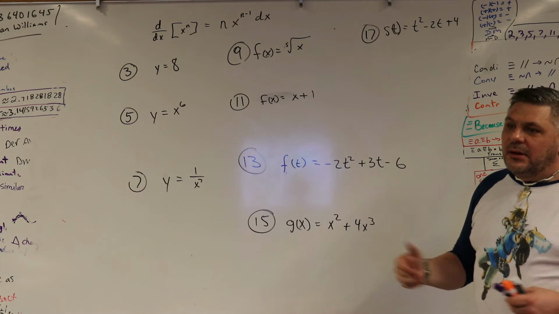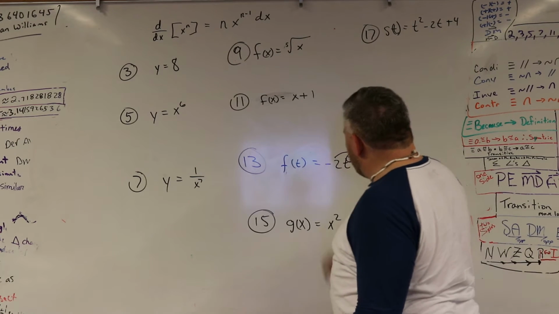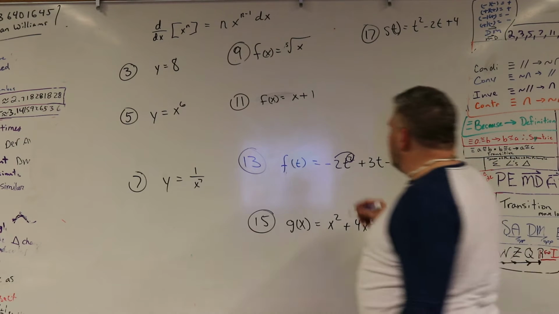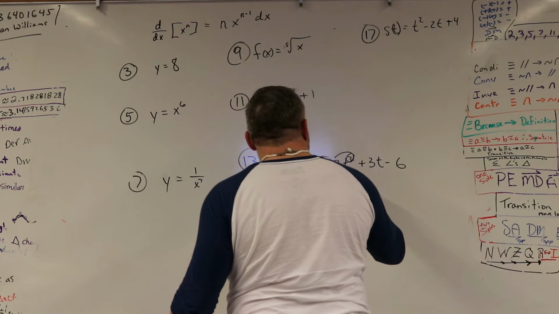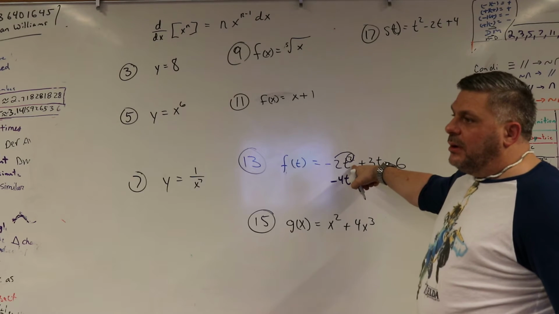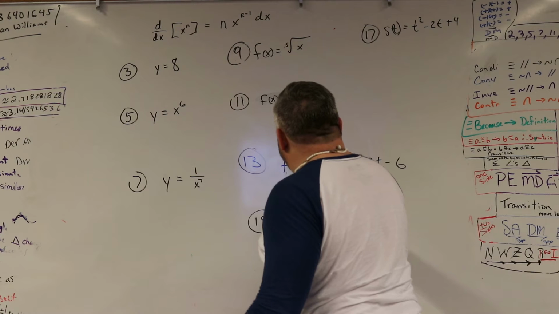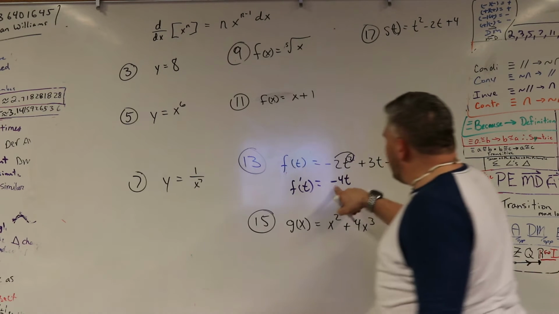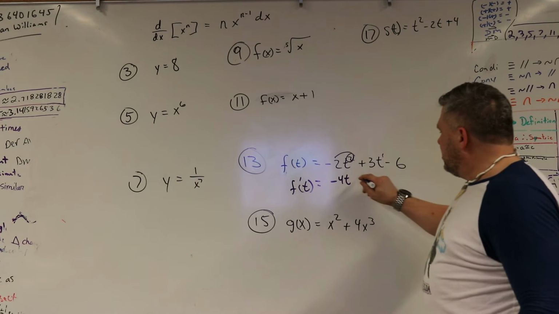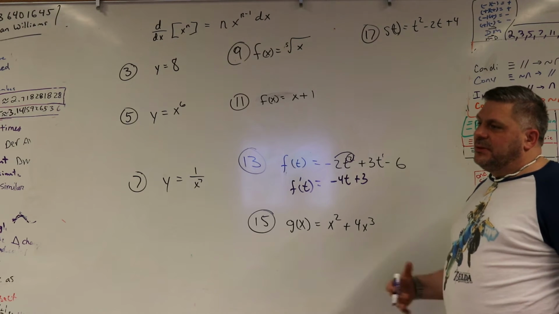Right? They were, take the power, right? What's 2 times negative 2? Negative 4. Negative 4. What's 1 from 2? 1. Okay? So f prime of t is equal to negative 4t. Now what's 1 times 3? 3. 3. And then what's 1 away from 1?